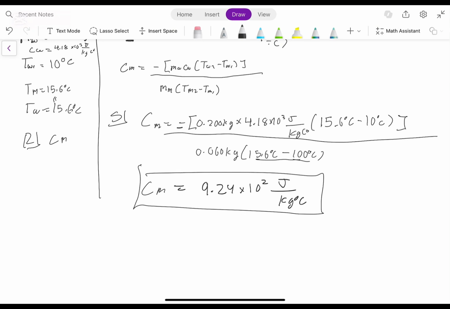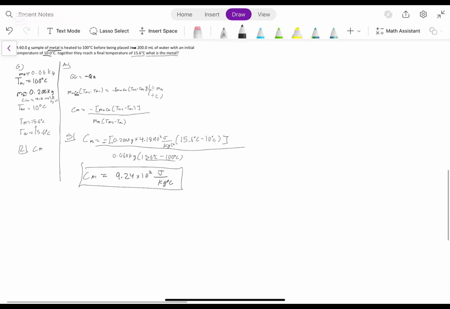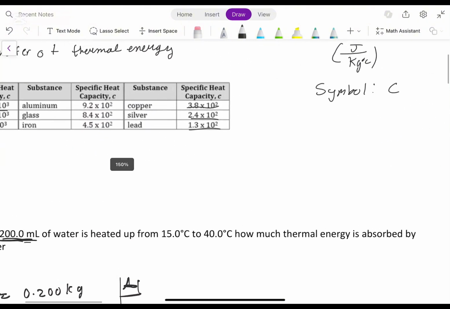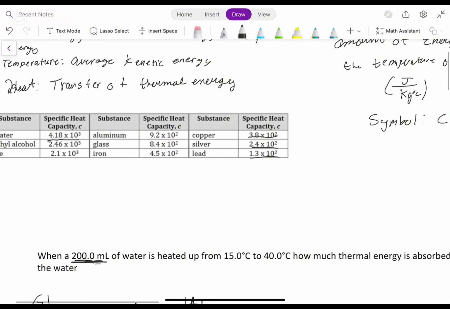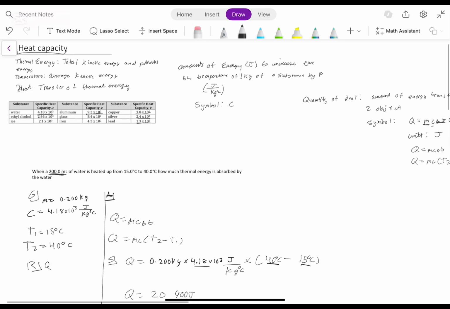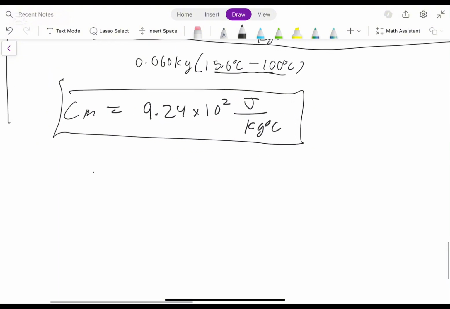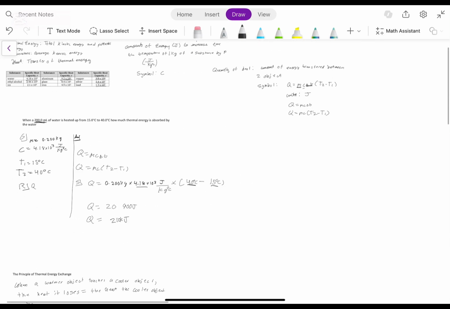Now that we know what the heat capacity of the metal is, now it's just a matter of going up and trying to find out which one matches it. And 9.24 is really close to the heat capacity for the aluminum, which is just 9.2 times 10 to the 2. And if you go down here, that's exactly what we have. So we can just assume that this is being placed in this container.